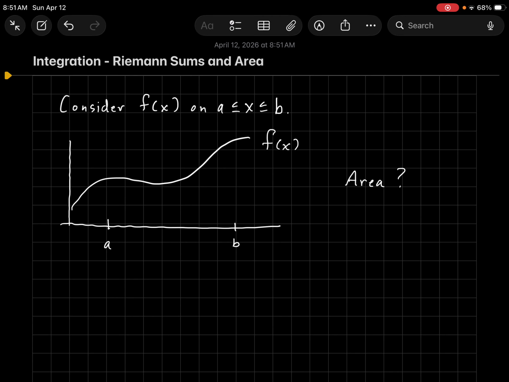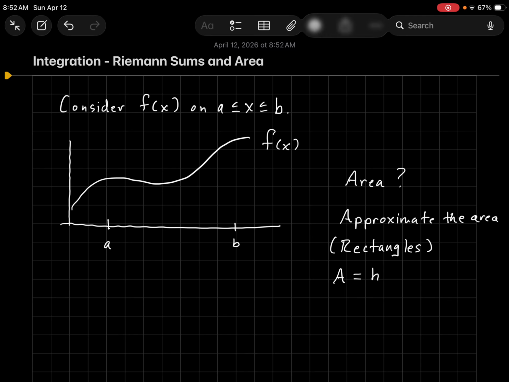Well, instead of finding the area, let's try to approximate the area. Now, what kind of shape could we use to approximate the area beneath the curve? Lots of different shapes, but in this case, we're going to use rectangles, where the area of any rectangle is height times base. And if you watch the introduction video, we saw that the height of our rectangles would be f of x, and our base would be delta x.